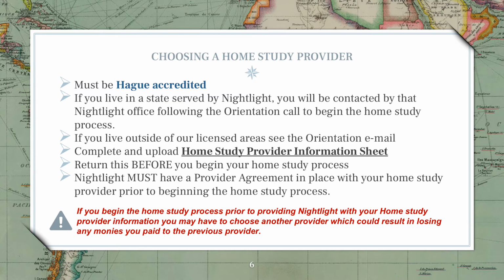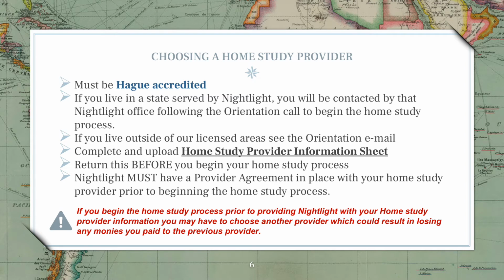If you live in a state served by Nightlight, you will soon be contacted by that office to begin the home study process. If you do not, please ask your program coordinator for the home study agencies we recommend. Finally, once your application has been accepted by the home study provider agency, please complete and upload the home study provider information sheet in the International Orientation checklist. It's very important that you return this before you begin the home study process.